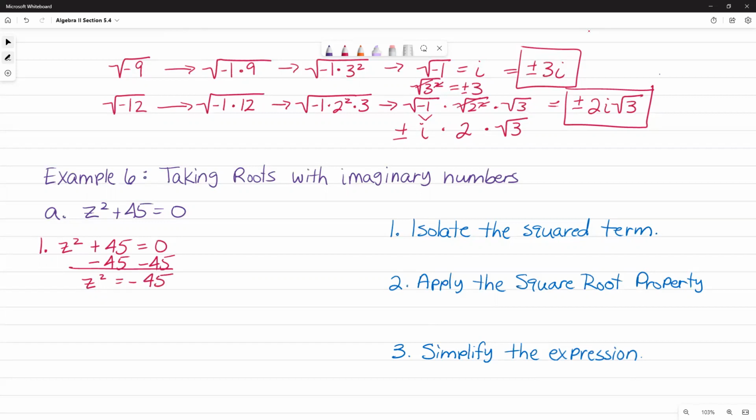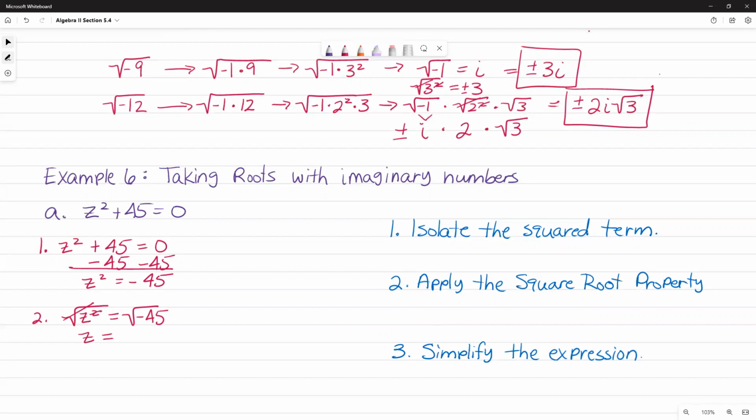All right, so now we apply the square root property. The square root property tells us that we can take the square root, just the same thing as the multiplicative property or the additive property. To undo multiplication, you divide. To undo addition, you subtract. To undo squared, the exponent, you find the square root. So the square root of z squared and the square root of -45. These cancel out, and we know that we've got z equals.